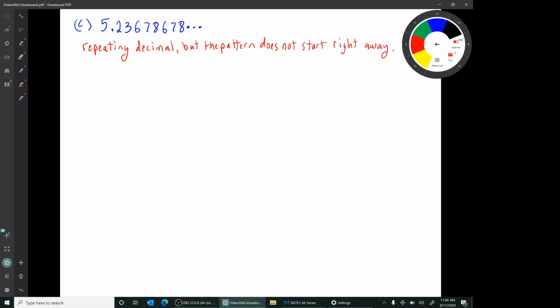So we have a repeating decimal, but the pattern does not start right away. How do we attack this? Well, we do what we did in the previous problem. We introduce a letter r to represent the number. And it turns out we do a similar trick of multiplying r by a big enough number that the decimal place will move, but we'll have to do this twice.